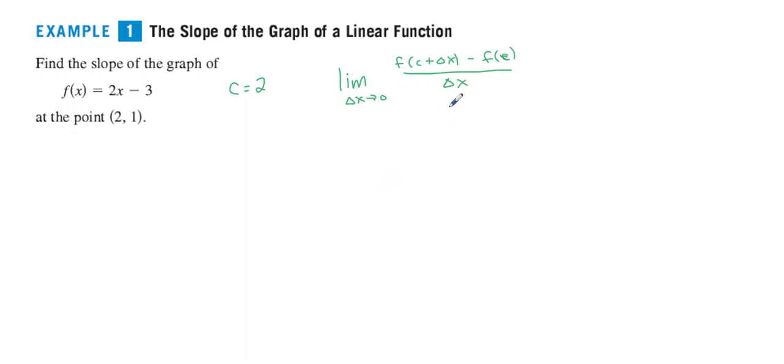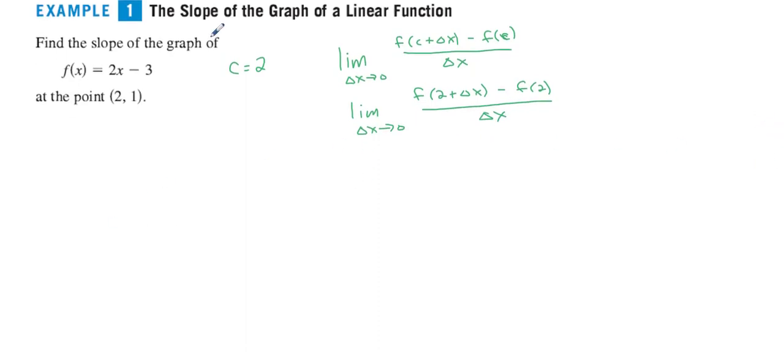I was thinking ahead on some stuff. Sorry. Okay, c is 2. Plug in 2. So it'll be f of 2 plus delta x minus f of 2 all over delta x. They want us to find the slope of this line at some value. Okay, next step would be plugging in this function.